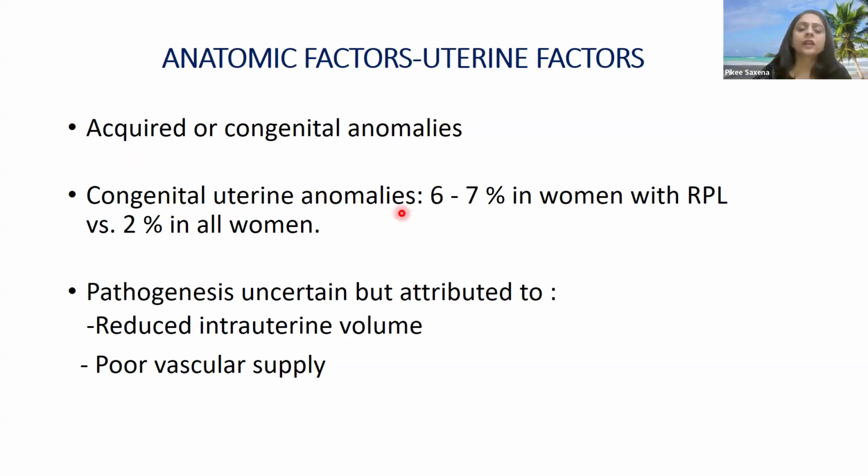So congenital uterine anomalies are seen in 6 to 7% of patients presenting with RPL. However, in other women attending gynae OPD, only 2%. So it is significantly higher in patients with RPL. So how does a congenital anomaly cause RPL? It is probably because of the reduced intrauterine volume and poor vascular supply.